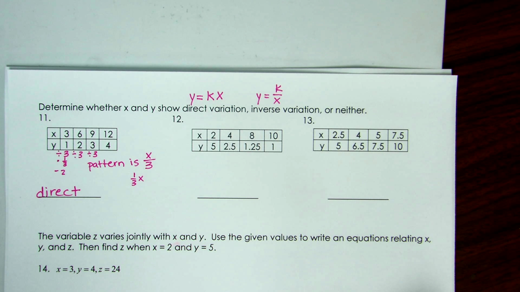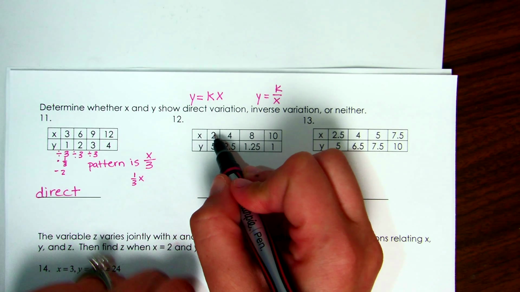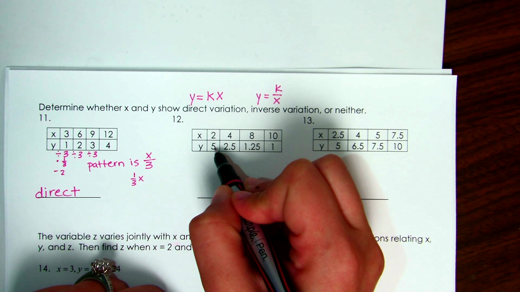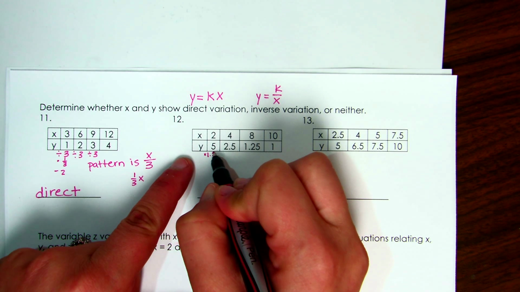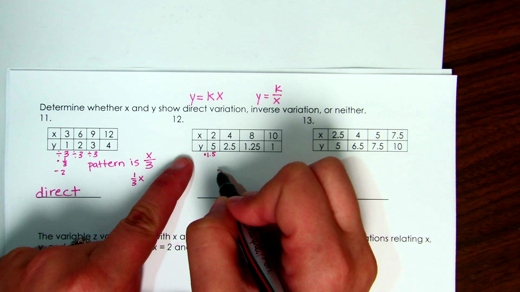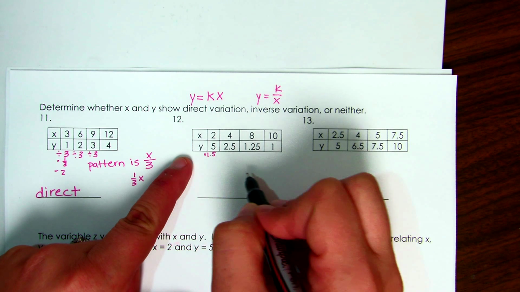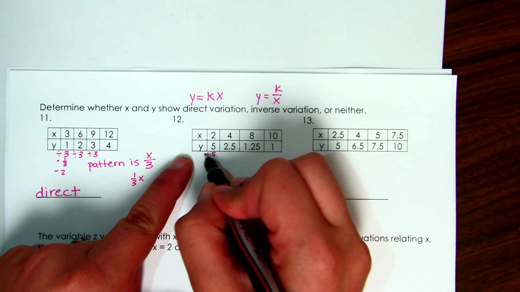For number 12, I need to find a pattern to get from 2 to 5. Would multiply times 1.5. I'm sorry, that's not right.